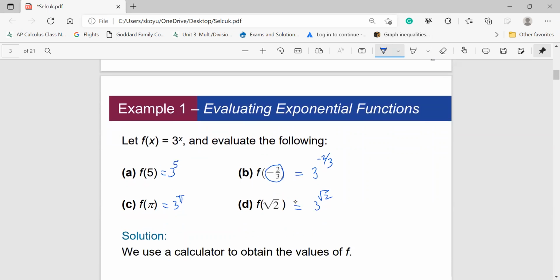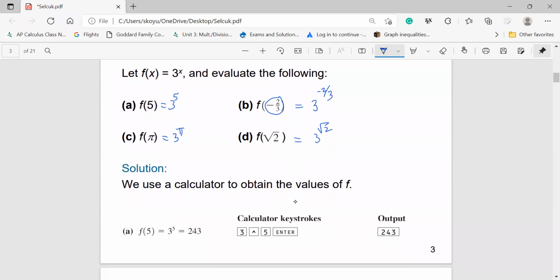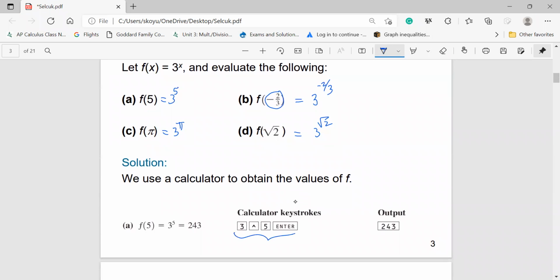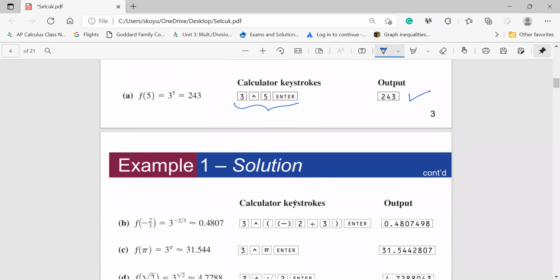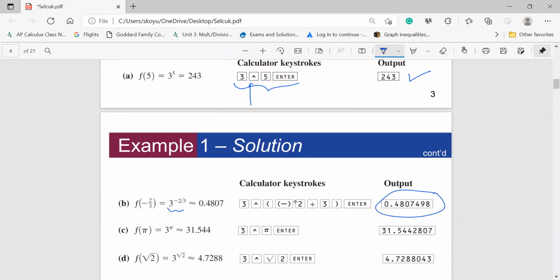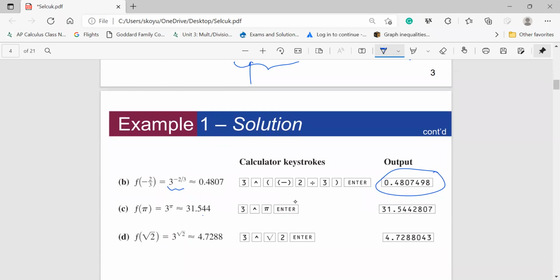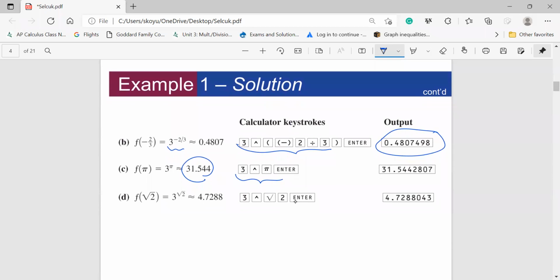So here is how you use a calculator to compute this. You can enter it exactly like this, 3 to the 5th power, and the output is 243. So the answer here is 243. For the other examples, that's exactly how you put them in your calculator, using the same notation, and that's what you get approximately. 3 to the pi is close to that number, and the same thing applies for the last one.